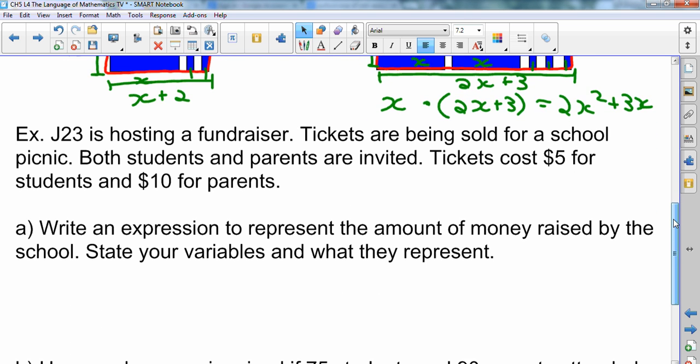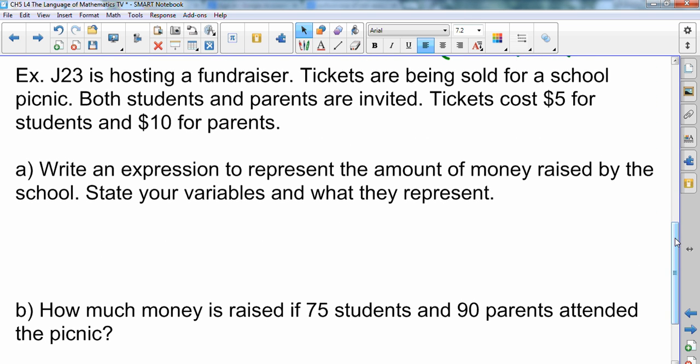Okay, so we're hosting a fundraiser at the school, which is actually true. We actually are. However, the tickets are not being sold for the picnic. They are being sold for Literacy Mountain. Anyways, in this example, tickets are sold for a school picnic. Students and parents are invited.